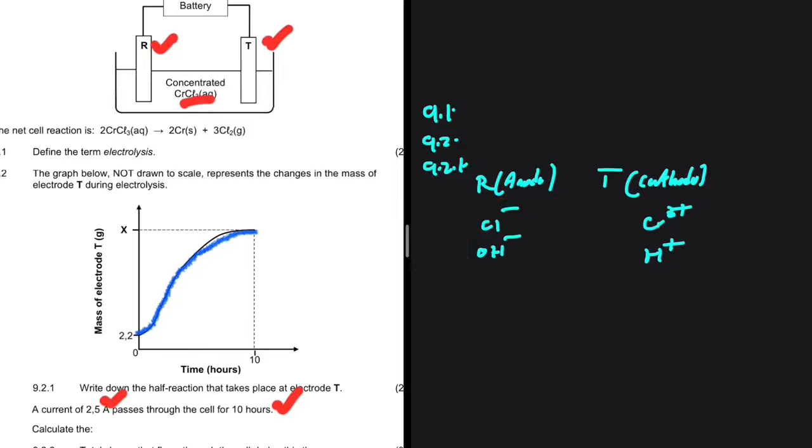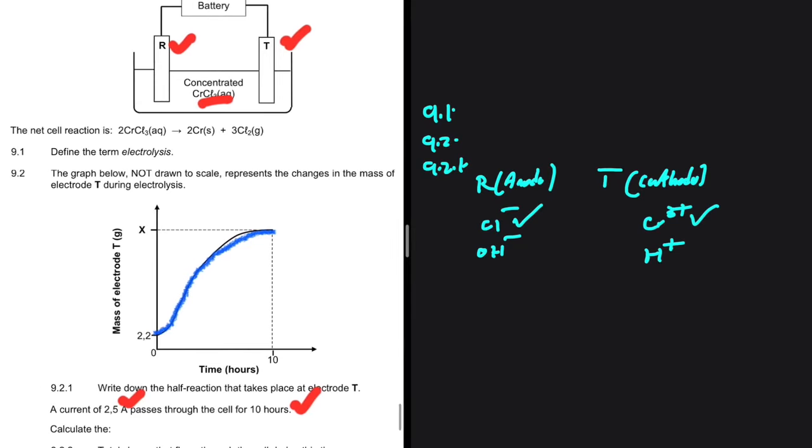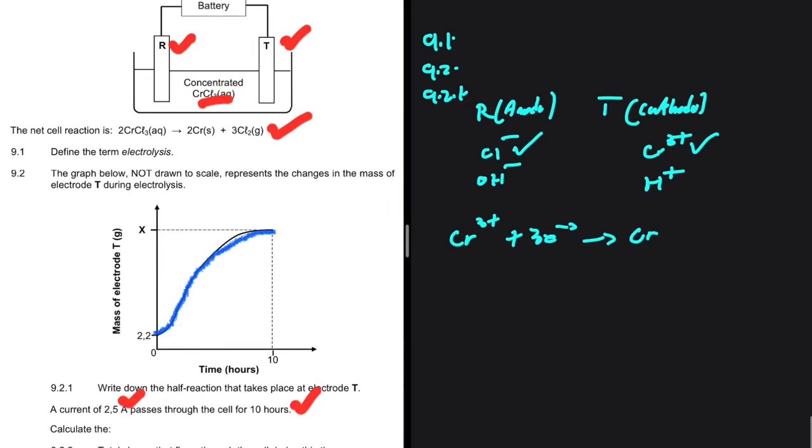At the anode, oxidation takes place. We're going to have oxidation of Cl minus, and at the cathode, reduction takes place. At the cathode, chrome 3 plus will undergo reduction. We can also see that from the net cell reaction that we are given. So the half reaction that will take place at electrode T, which is our cathode, will be Cr to the 3 plus plus 3 electrons to give us Cr. That is the half reaction that takes place at the cathode. That was 9.2.1.